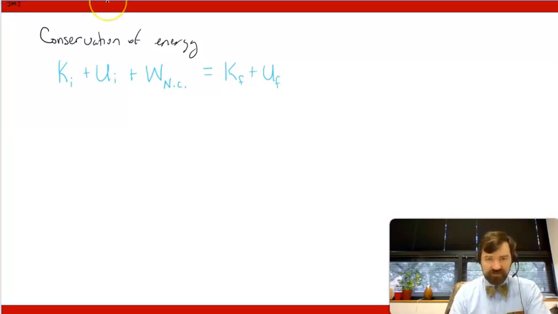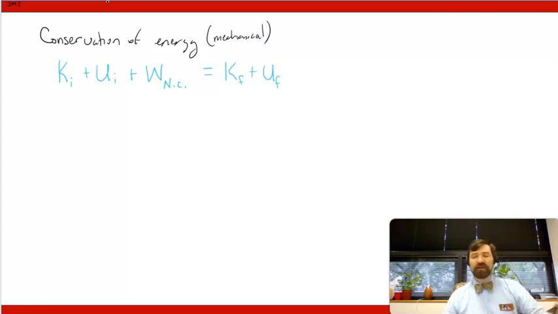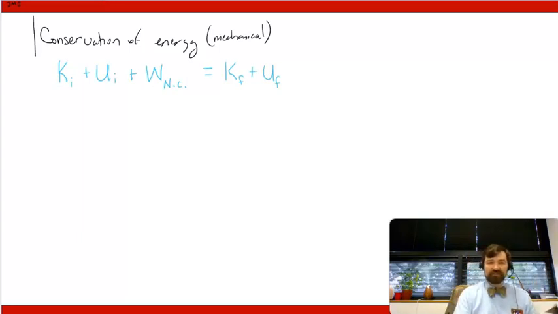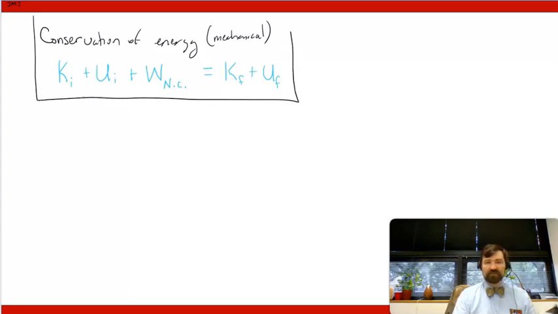Now again, this is conservation of mechanical energy only. We're not trying to take into account things like heat or chemical reactions or anything like that. But you could in principle include those things within this equation and sort of broaden its scope. For our purposes, this is sufficient. This is your conservation of energy equation.